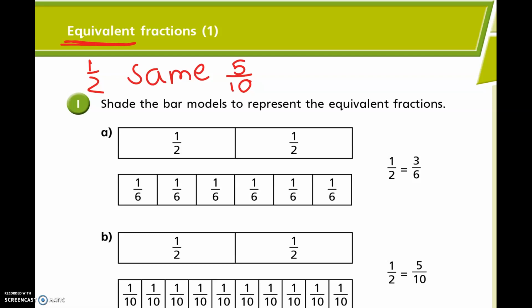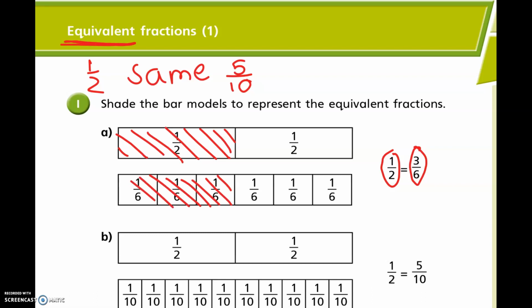So let's look at A. It said shade the bar models to represent equivalent fractions. So these are like chocolate bars. So look over here, we have to shade in a half first of all. So let's shade a half in. And down below, the exact same bar of chocolate is sitting, but it's been divided into 6. So 6 people will get it this time. And the equivalent fraction for a half is 3/6. And you can see that very clearly there.